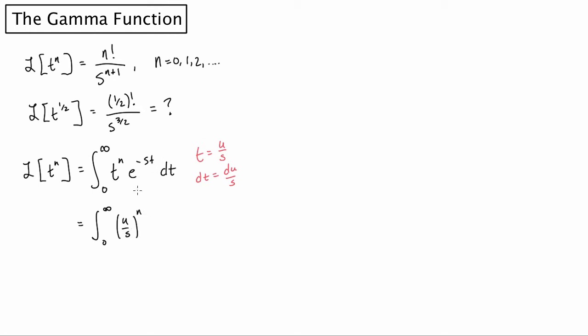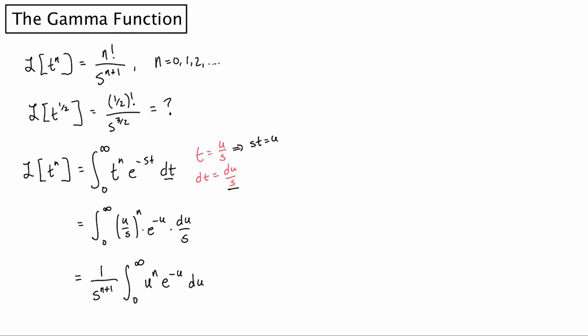And e to the minus st becomes, well, if t is equal to u over s, then st is equal to u. So this becomes e to the minus u. And dt gets replaced with du over s. So what we end up having in this case is n copies of s here, one copy of s here. So it's 1 over s to the n plus 1. I can pull that outside the integral because the integral depends on u. The integral from 0 to infinity of u to the n, e to the minus u du.